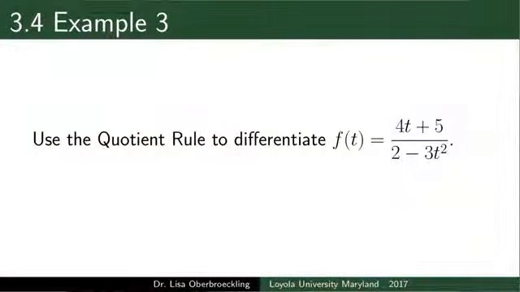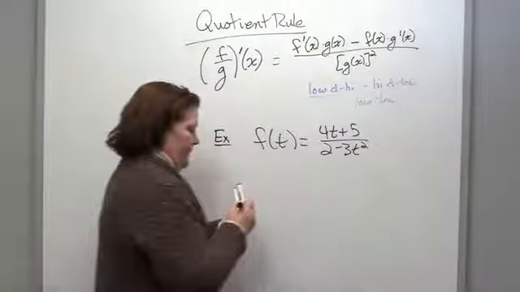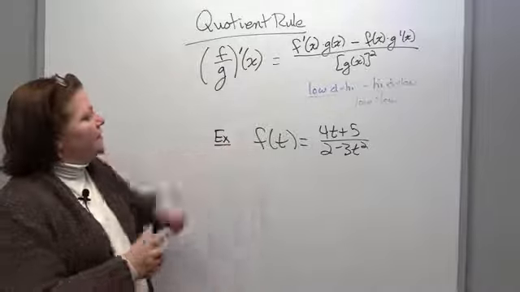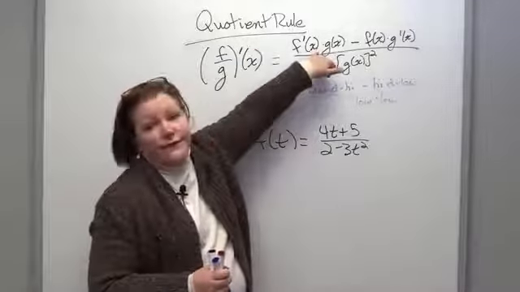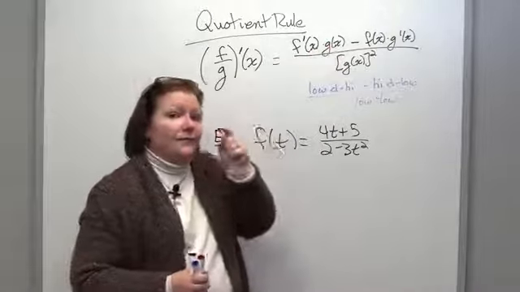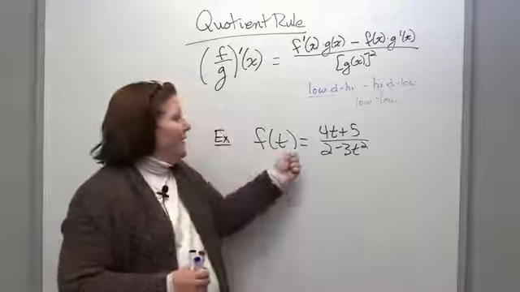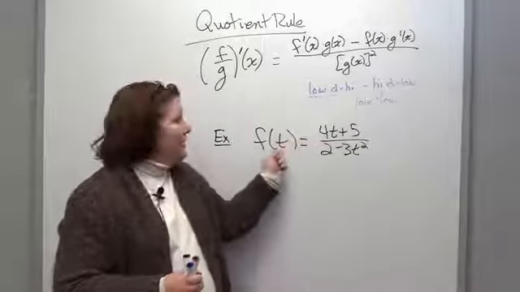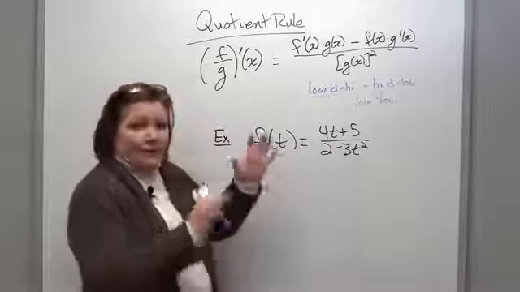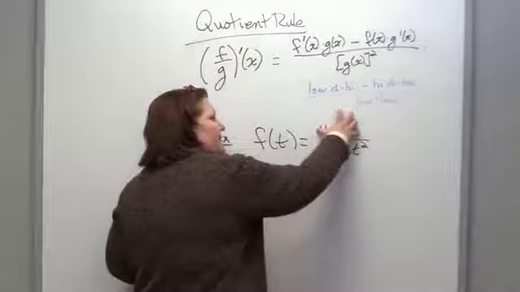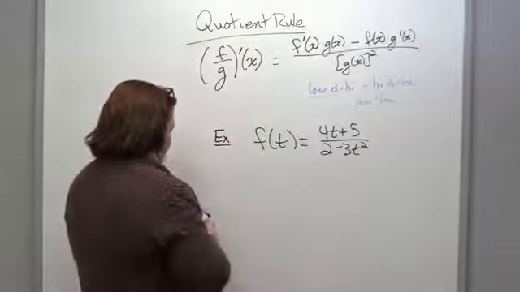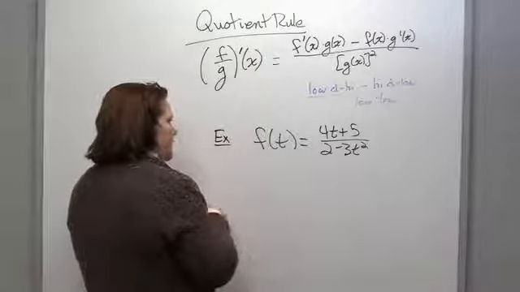We're asked to find the derivative of f of t, which is 4t plus 5 over 2 minus 3t squared. And we're asked to find the derivative of this. Now again, remember how I verbalized derivative of the first or derivative of the top. I didn't memorize f prime because I don't want to get confused with what's going on when our entire function is called f. So I have derivative of the top and derivative of the bottom we have to be looking at.